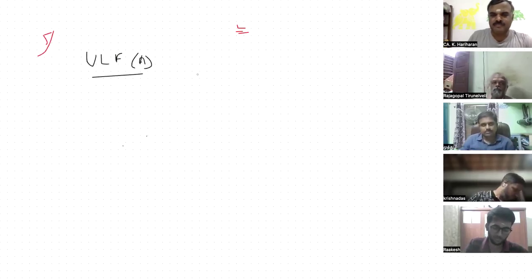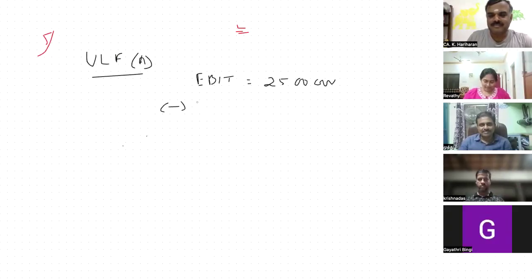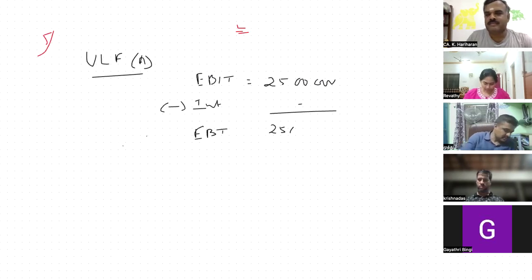Sir, this EBIT, last time you corrected it as 2,50,000. Kindly make a correction. It's still pending. EBIT is 250,000, not 25 lakhs. Kindly make a correction. Thank you, Gayatri.